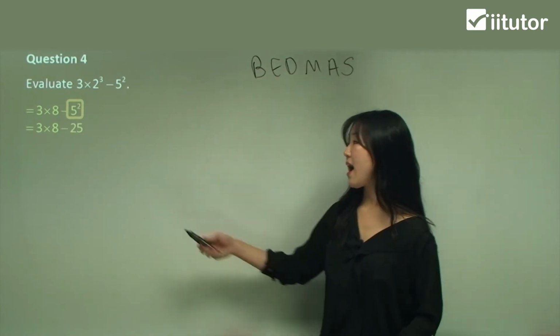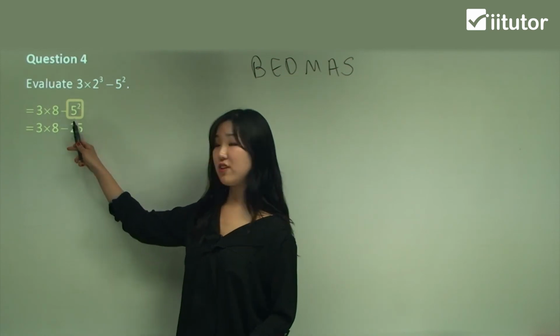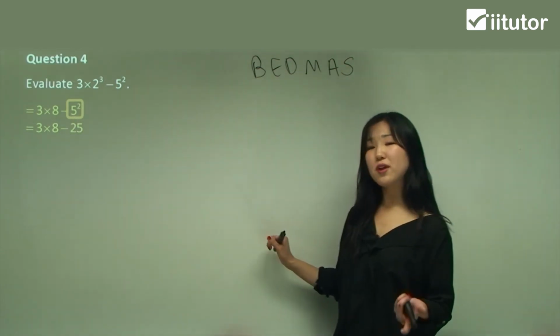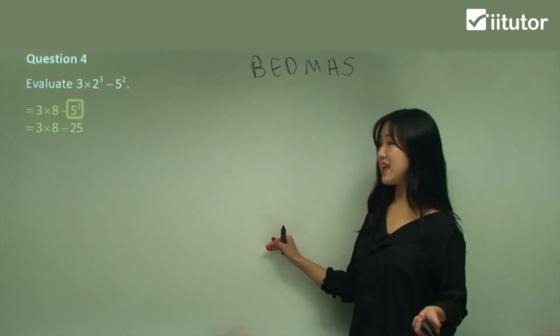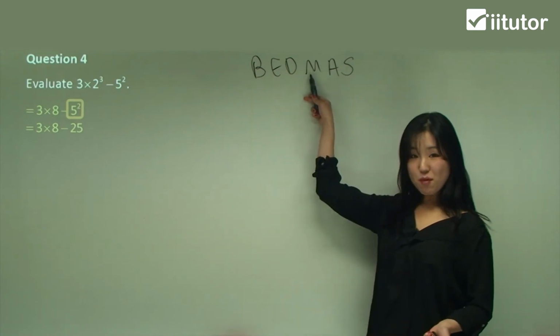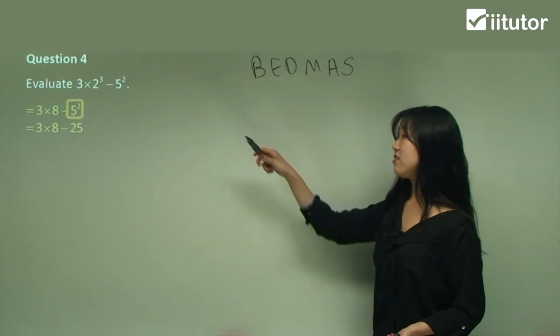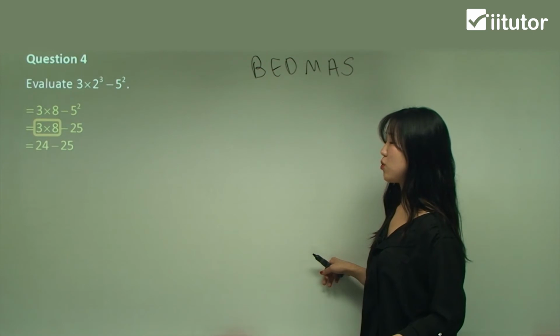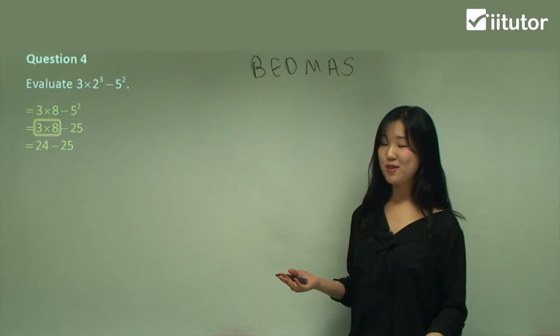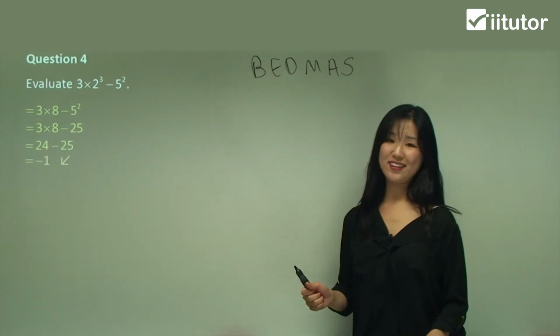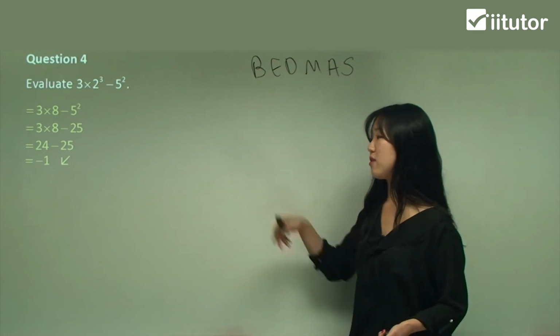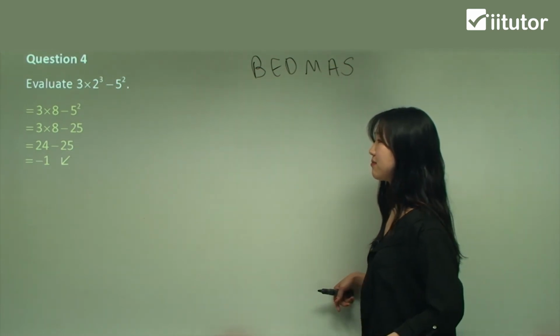So now we have left with multiplication and subtraction signs. Which one comes first, guys? Can everyone tell me? It's obviously the multiplication before the subtraction. So let's do the multiplication first, which is 24. And then 24 minus 25 is negative 1. Okay, that's what you're going to do. So the last one, you just do it, and that's the answer.